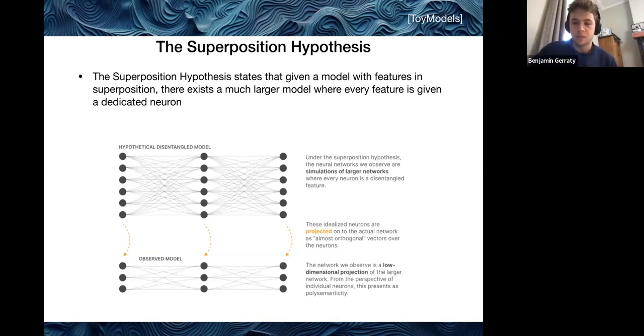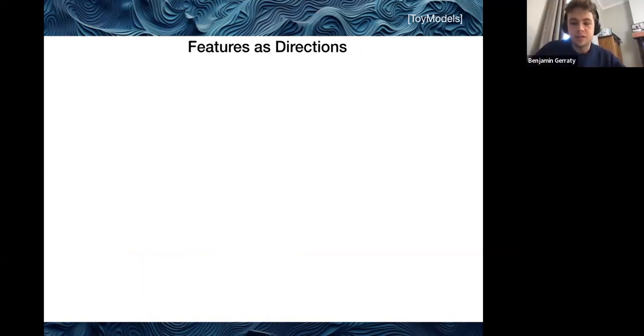So the idea is that you've got some observed model, and maybe there exists some hypothetical, much larger model where every single feature is given a dedicated dimension, meaning that every single feature has its own neuron, and it's perfectly interpretable. It might not have the same loss. It might not be as good, but it's interpretable. And then this hypothetical model is projected down into superposition, which is what we see. This could also, like the universality hypothesis, depending on how you frame it, not be true. In any case, superposition is definitely something worth talking about.